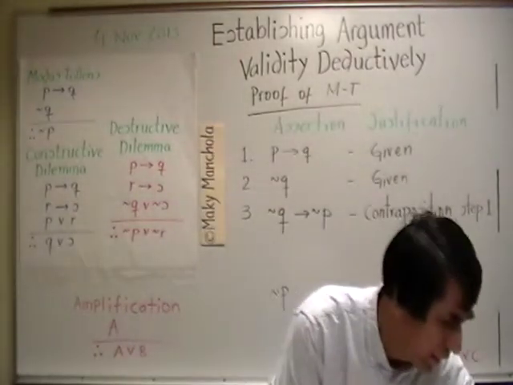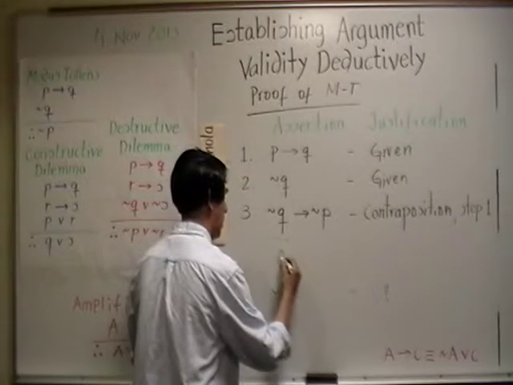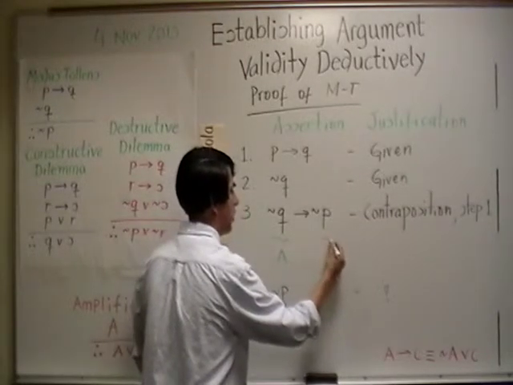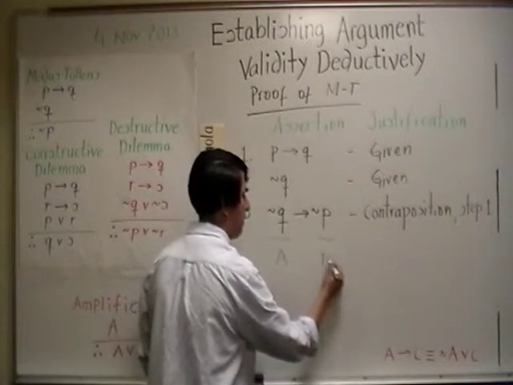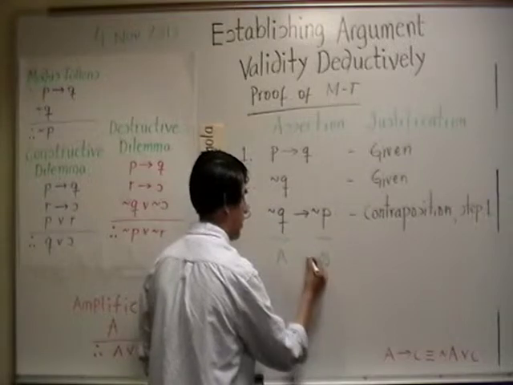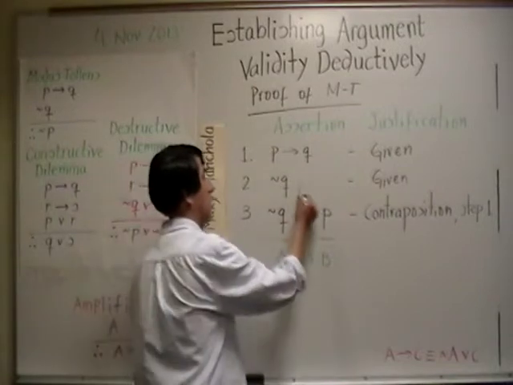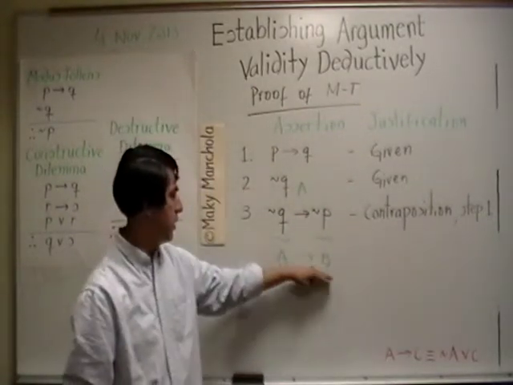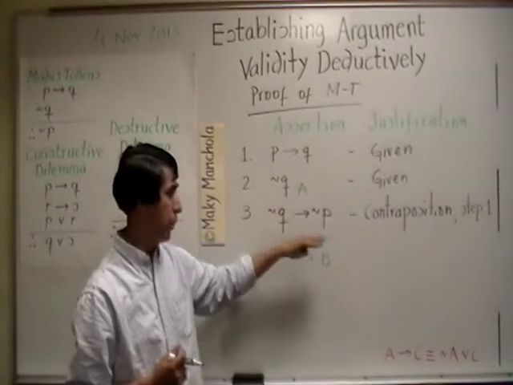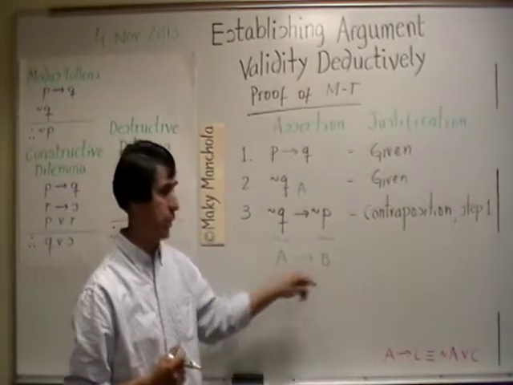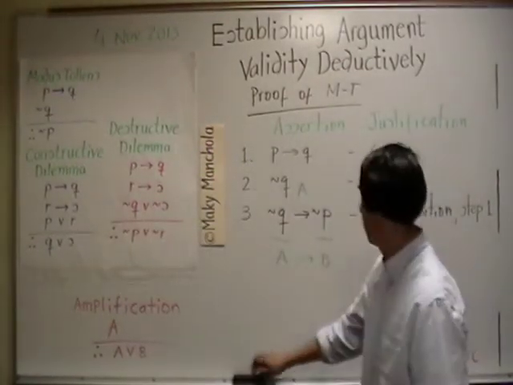Let's pretend that the negation of Q is A, and let's pretend that the negation of P is B. So what do we have then? Well, in step 3 we have A implies B. Notice that in step 2 we have A. So if we have A implies B and we have A, what can we get from that? Naturally, we will get B by modus ponens. Observe that B is actually negation of P.